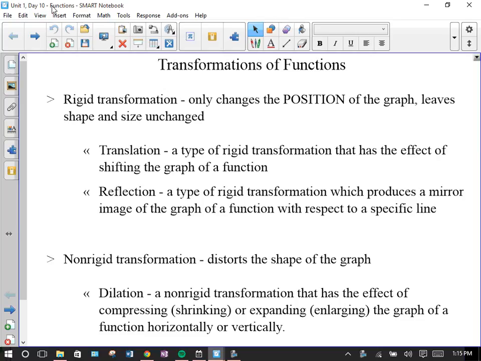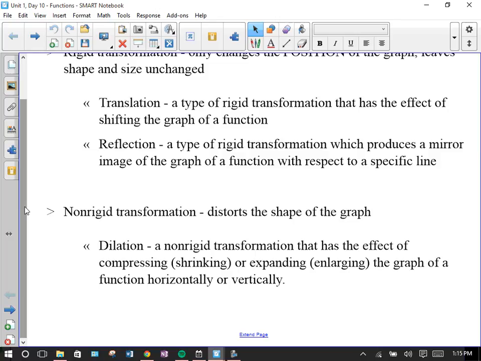Translations are a type of rigid transformation that has the effect of shifting the graph of the function. So you're going to shift it right, shift it left, shift it up, shift it down. Okay? That's what translations are. You have reflections. They're a type of rigid transformation which produces a mirror image of the graph of a function with respect to a specific line, meaning y-axis and x-axis. Alright?